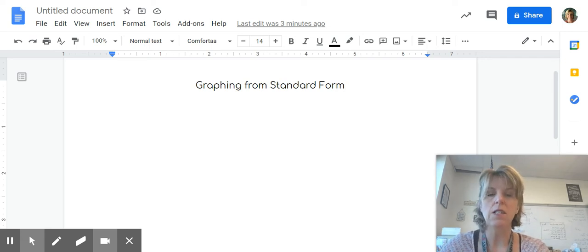Hi there. Our next lesson is going to be on graphing from standard form. So far in this unit on slope, we've talked about how to find slope from a line. That means we're looking at a graph and it gives us a line. What we know are points. There are lots of different points on that graph. And so if we find two of the points, we can use that to find slope.